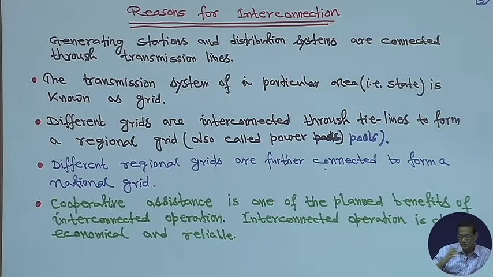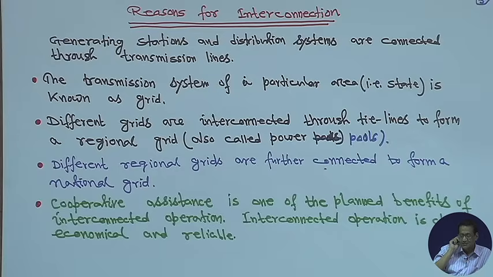Suppose two grids are interconnected through tie lines to form a regional grid, and different regional grids are further connected to form a national grid. So these are the meanings of grid, regional grid and national grid. Next is the reason for interconnection. Cooperative assistance is one of the planned benefits of interconnected operation, because when 3-4 power systems are interconnected together, basically this is for cooperative assistance.